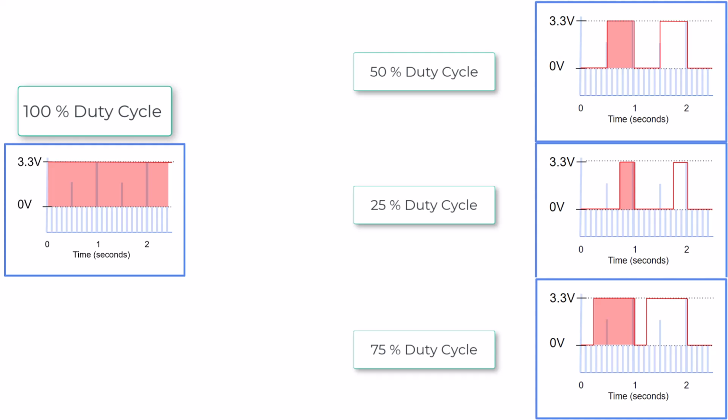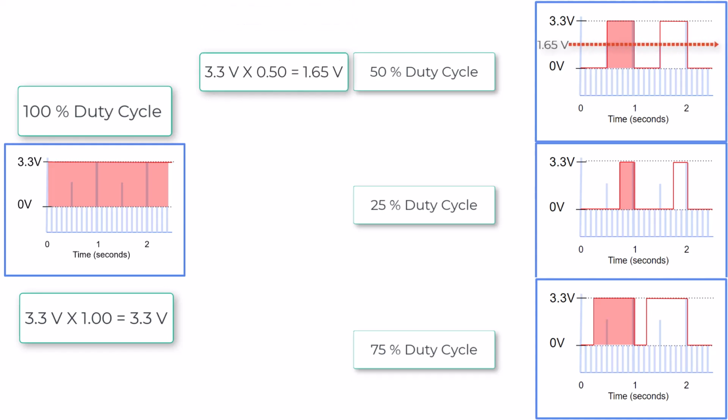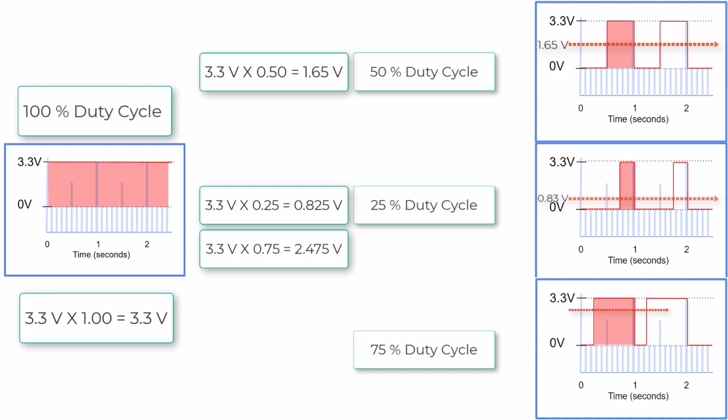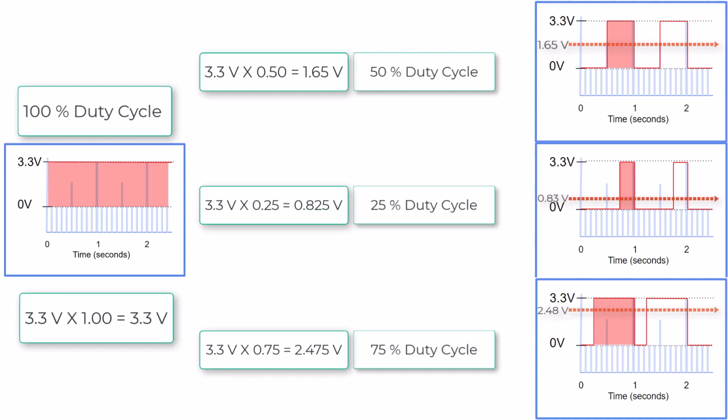A digital signal with a 100% duty cycle would result in a constant 3.3 volts, or whatever the source voltage is. At a 50% duty cycle, a digital circuit with a 3.3 volt source voltage would average 1.65 volts over time. Half the time the circuit is on and half the time it's off. At a 25% duty cycle, the average voltage would be around 0.825 volts. At a 75% duty cycle, the average voltage would be around 2.48 volts.